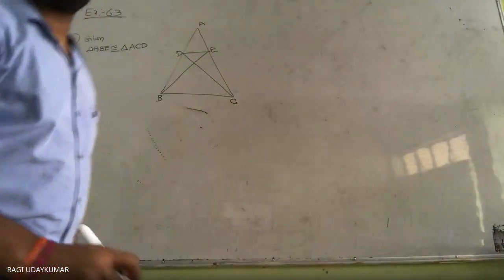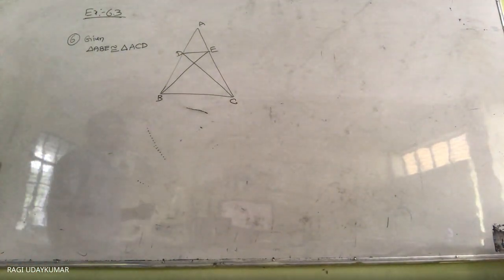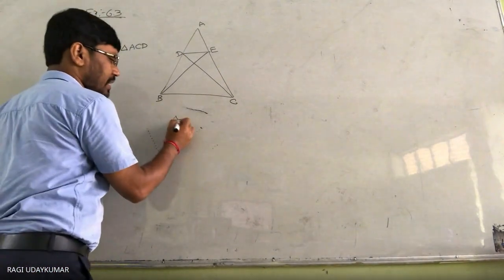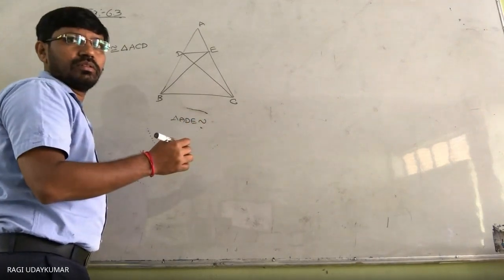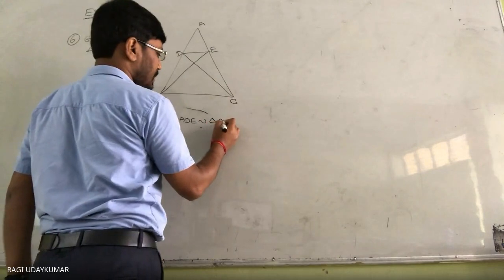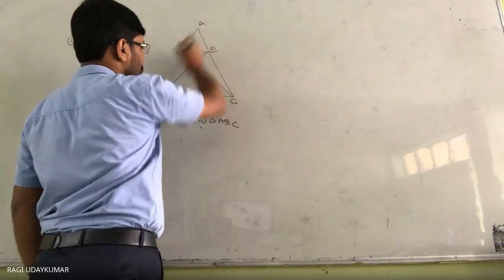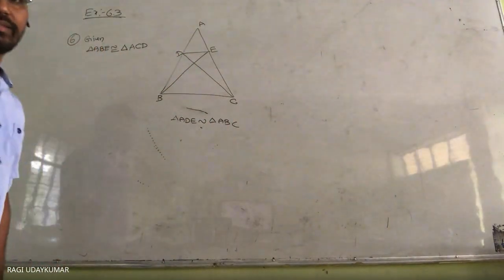So here it is given, and we need to prove that triangle ADE is similar to ABC. ये छोटा ट्रायंगल बड़ा ट्रायंगल को सिमिलर बोल के प्रूव करना है.